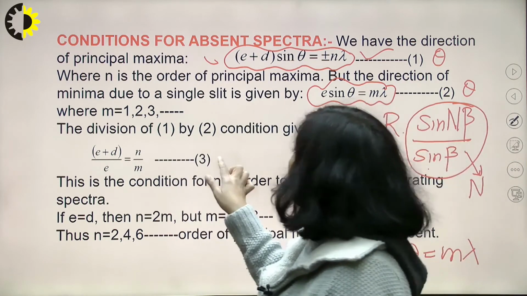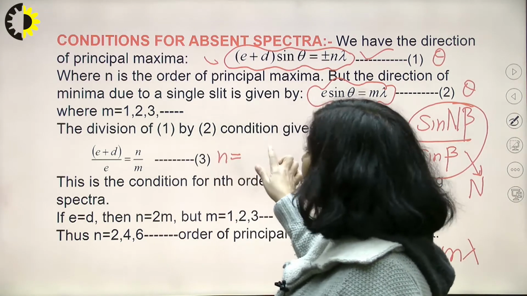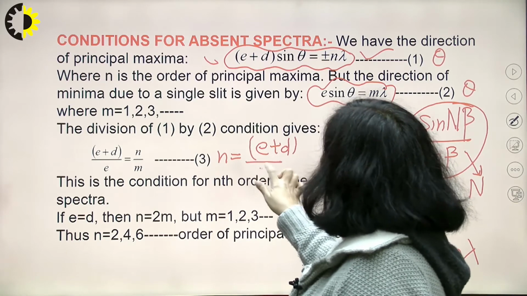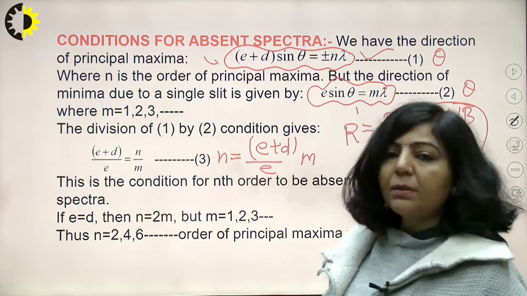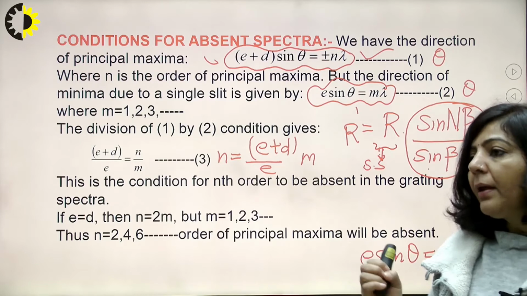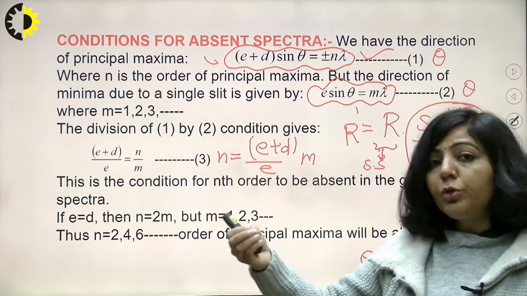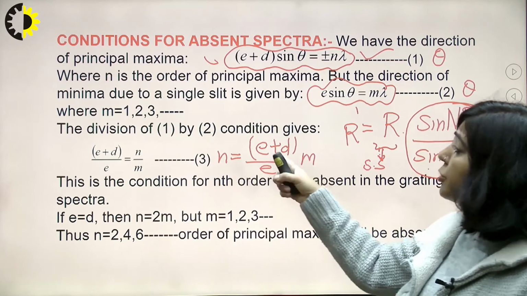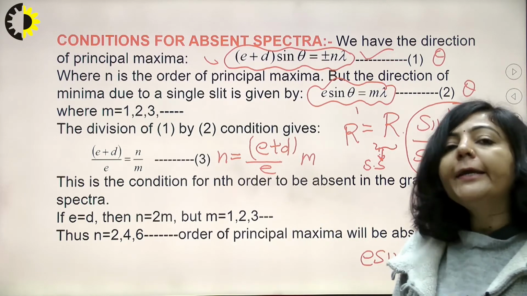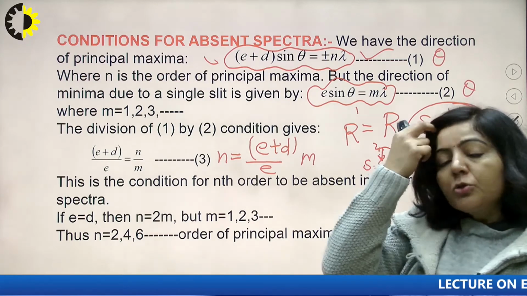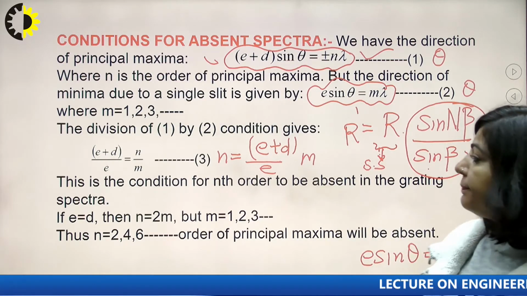From here, the expression for missing order will be n = (e+d)/e times m. And you know, in case of single slit, m can take all integer values except 0, meaning m can take values 1, 2, 3, 4 and so on. So using this formula, you can find the absent spectra, or missing spectra, in a grating. So we are taking a few examples here.